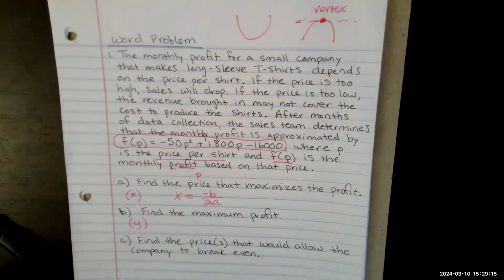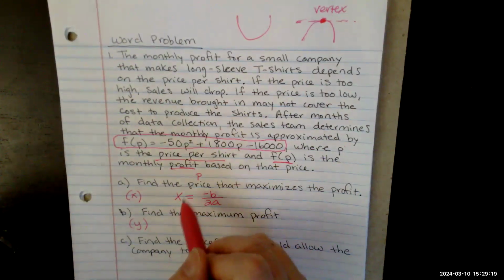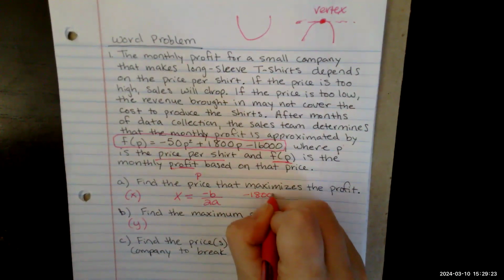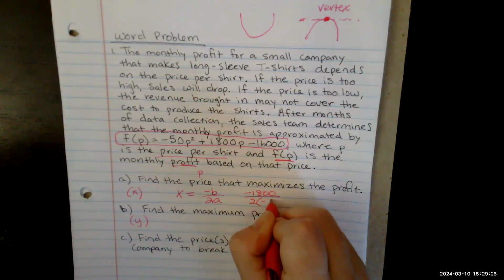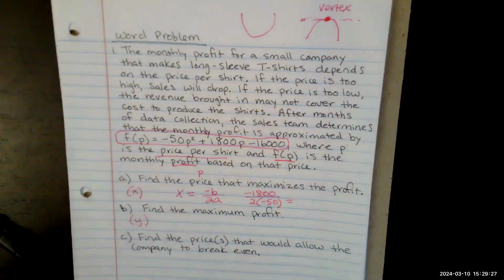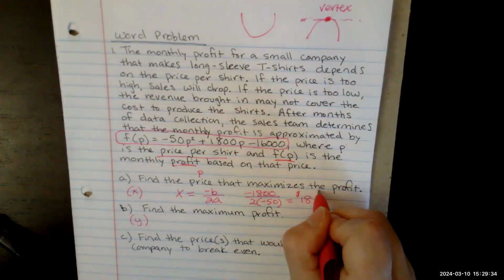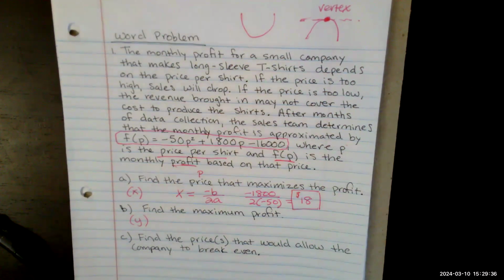So the hardest part is just understanding what they're asking. Oh, they're just asking me for the X of the vertex. I can use this formula. So opposite of B over 2 times A. See what you get. 18. So apparently $18 is the best price for these shirts. It makes us the most money.